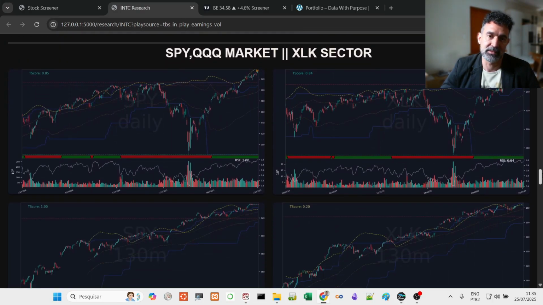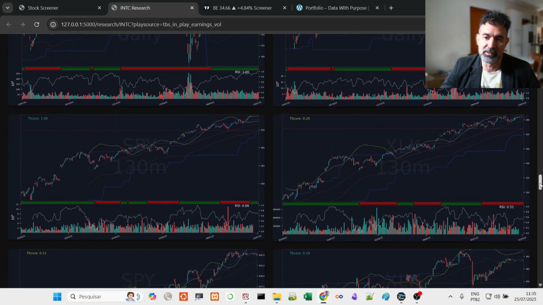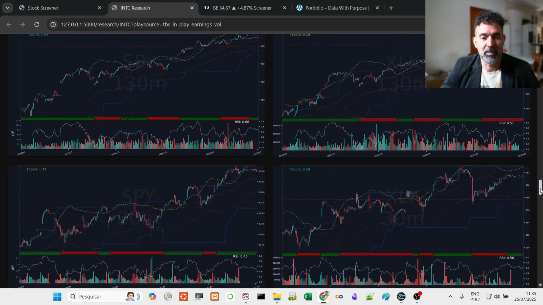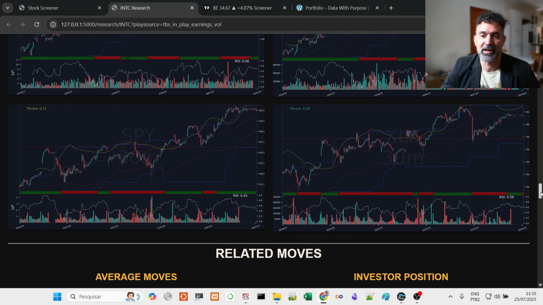Right here, we can see that the SPY is moving higher, it's stronger in multiple time frames. The trend score is high. The technology sector is also high. So this starts to give us a direction that a bounce trade would be a better idea than the short trade.